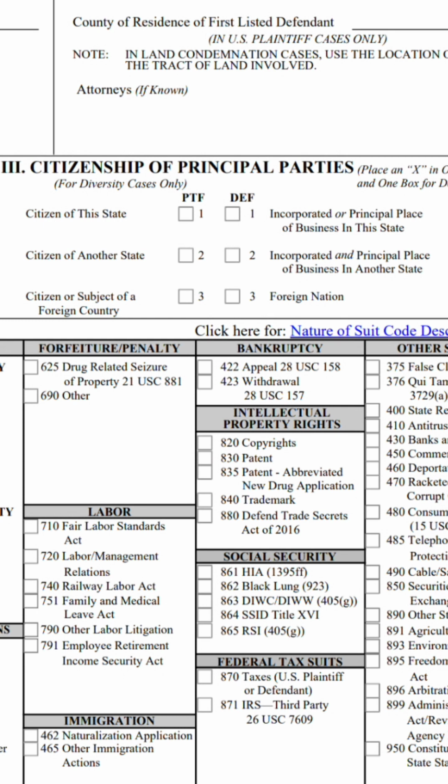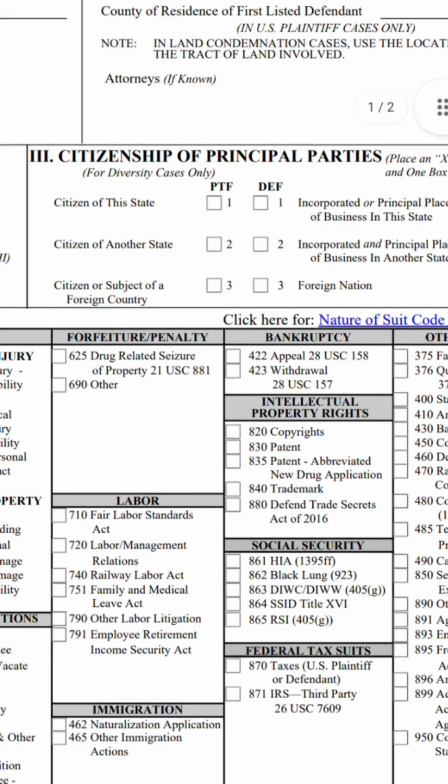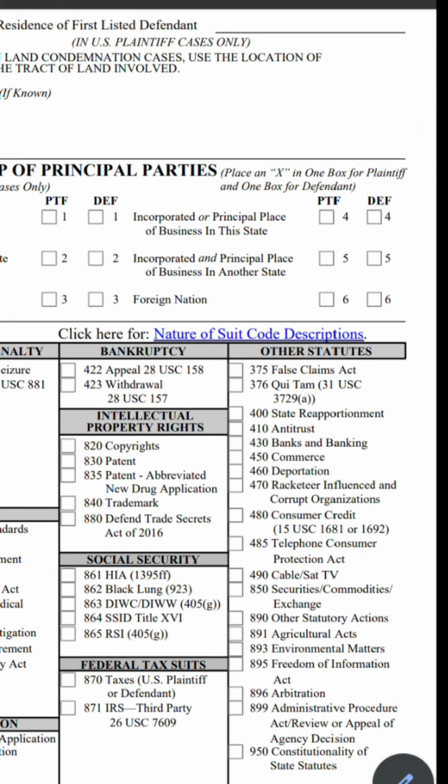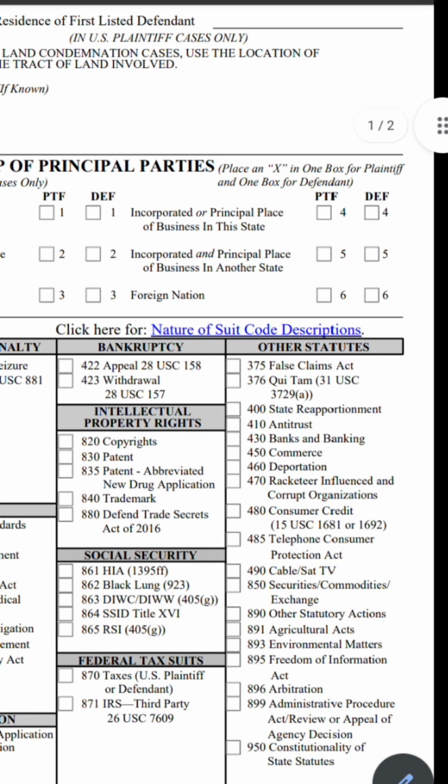Citizenship and principal party. Okay, citizen of this state. I would be a citizen of this state in my district court. Boom. So I would go in and mark that. The PTF is for the plaintiff, DEF is for the defendant. Then I also know for the defendant, so you mark one for the plaintiff.